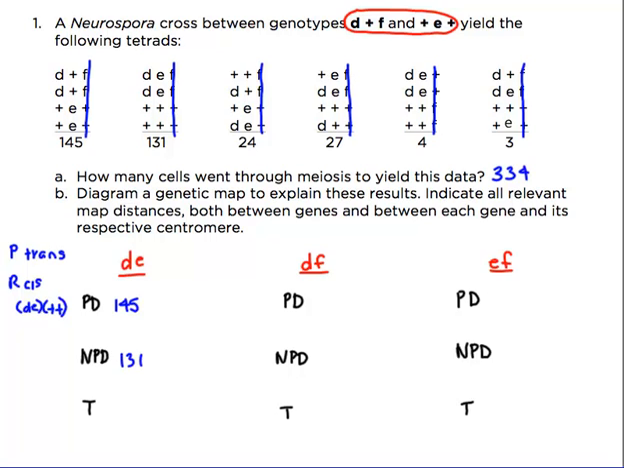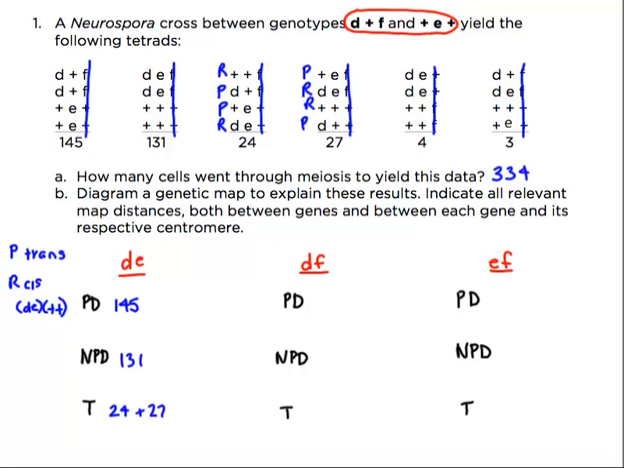The next one has plus plus, which is cis, recombinant; D plus, which is parental trans; plus E is parental trans; and DE is recombinant cis. So this is a tetratype because there are 4 different types. The next one is plus E, which is parental trans, DE, which is recombinant cis, plus plus recombinant, and D plus is parental. So again, this is a tetratype.